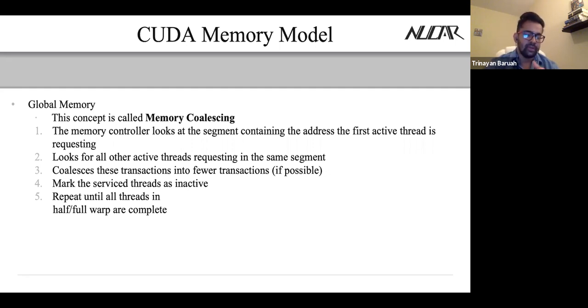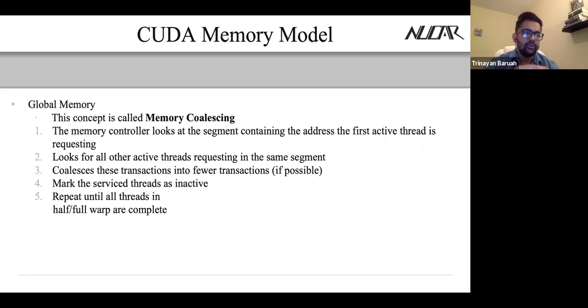For example, if we have 32 threads and they are all accessing the same 64-byte segment or whatever, then the memory controller can identify this. And so instead of sending 32 different transactions, it can coalesce these into fewer transactions. And then it will mark the serviced threads as inactive.